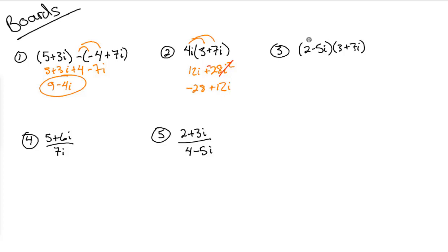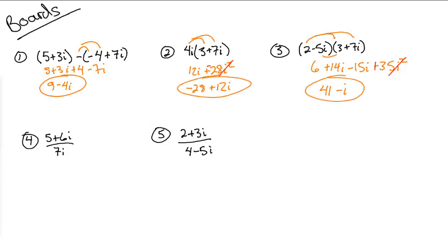All right, multiplication with binomials. Jump that over and we get 6 plus 14i minus 15i and minus 35i squared. What is i squared? i squared is negative 1. So let's put a plus there. So we get 6 plus 35 is 41. 14 minus 15i, that's a minus i. All good. Let's circle those.